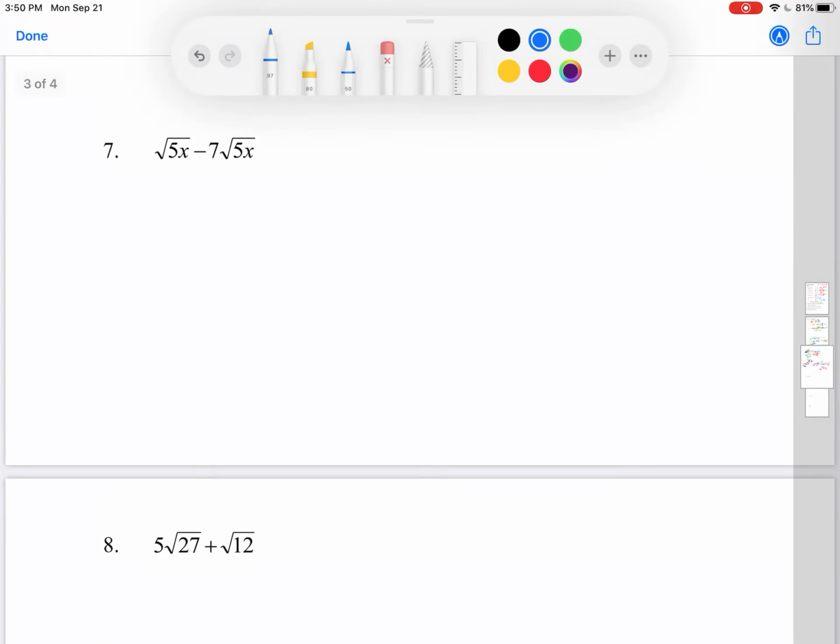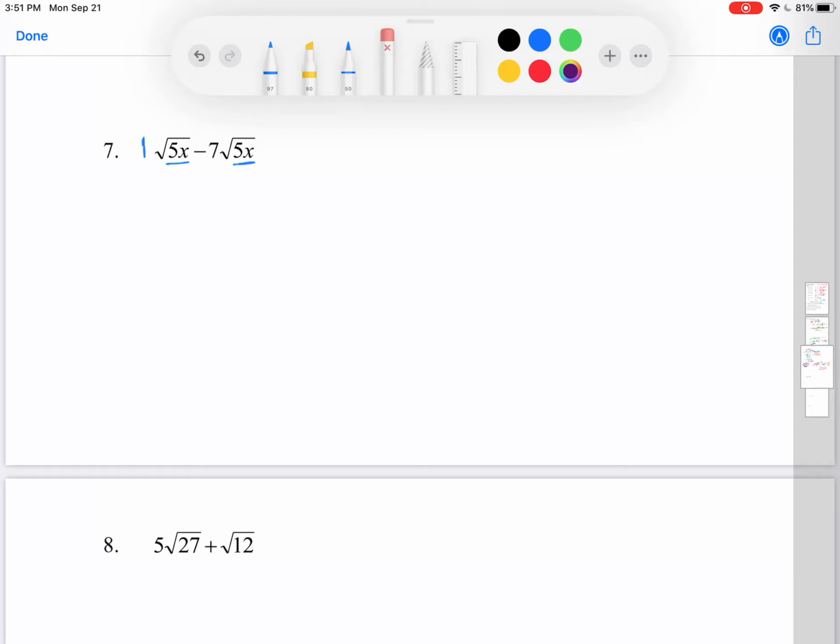Now we're going to look at some like terms here. So we still have square roots. And more importantly, we are subtracting these from each other. So we have square root of 5x minus 7 square root of 5x. The important detail here is that the square roots match. So you'll notice, and sometimes it's a little bit difficult to see, it's very similar as if I were to write 1x minus 7x. The only difference is now we're talking about these square roots of 5x's. Okay, but it's still similar.